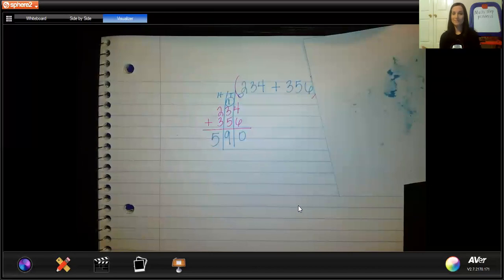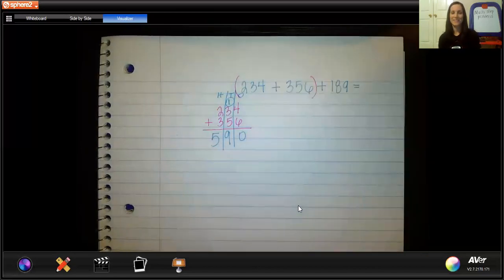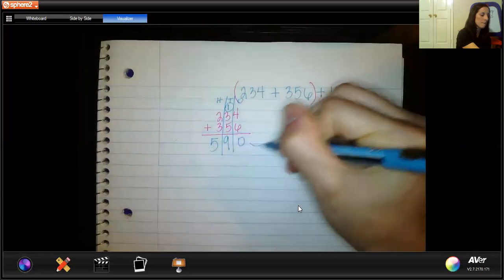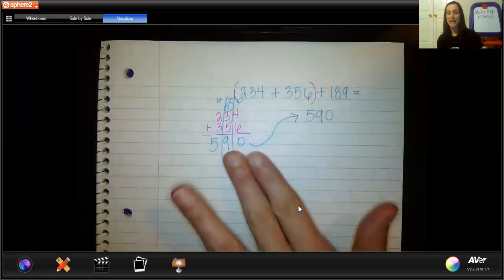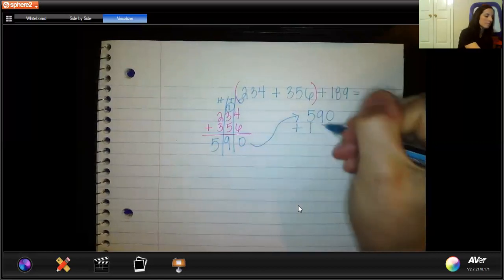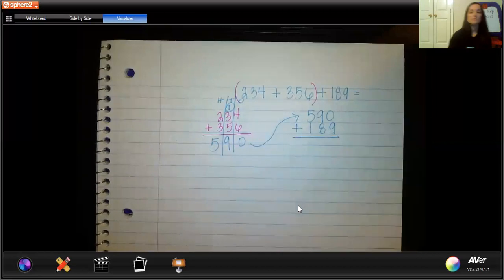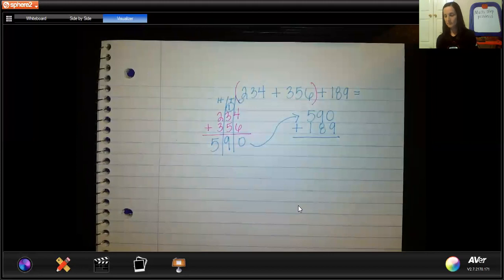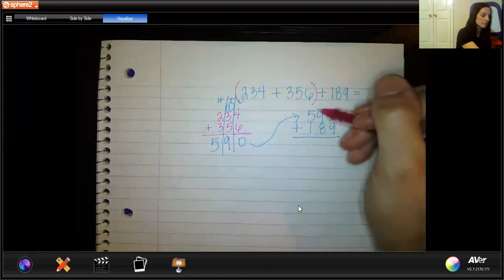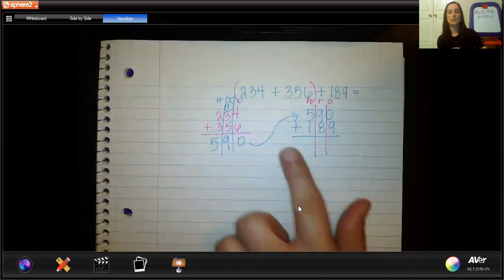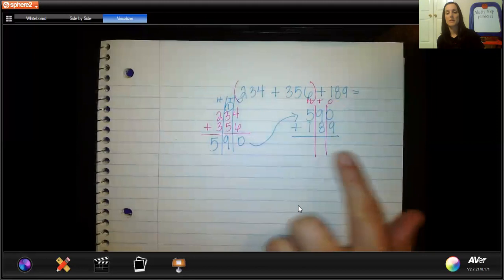Are we done? No, not at all. We still have that third number that we have to worry about. Remember, we're going to take our answer, we're going to put it up at the top here. And we are going to add that 189. And make sure that we are lining up our hundreds, our tens, and our ones.